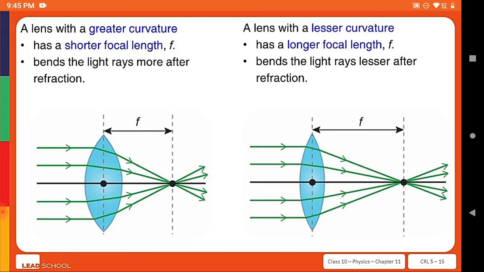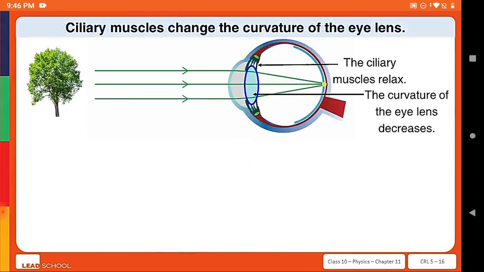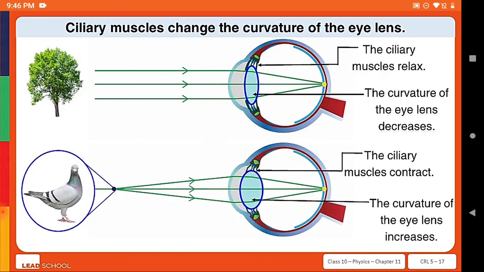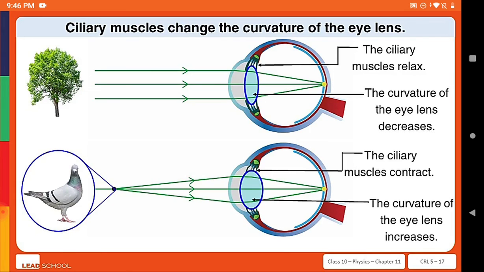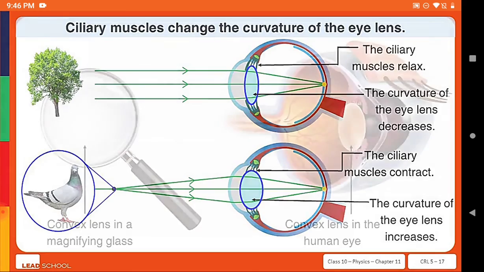In the human eye, it is the curvature of the lens which changes to change the amount of bending of light after refraction through the lens. The ciliary muscles change the curvature of the lens. So when Ritu is focusing on the faraway tree, the ciliary muscles relax to decrease the curvature of the lens. On the other hand, when she is focusing on nearby vision, the ciliary muscles contract to increase the curvature of the lens, so that the divergent rays are focused on the retina.